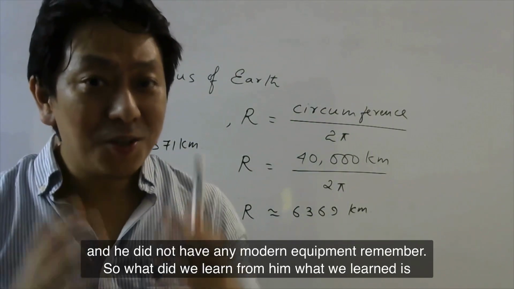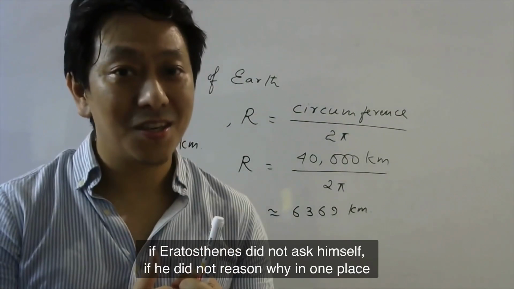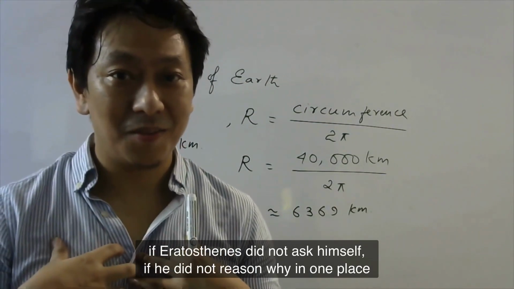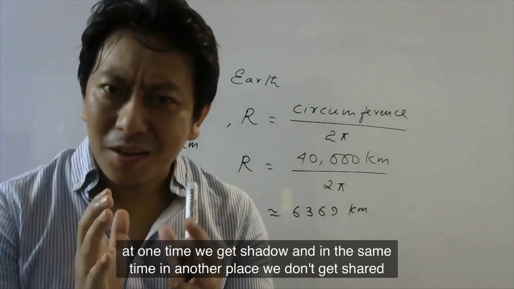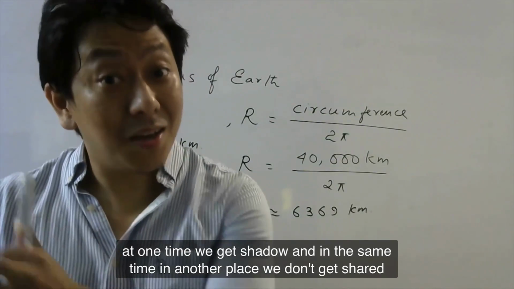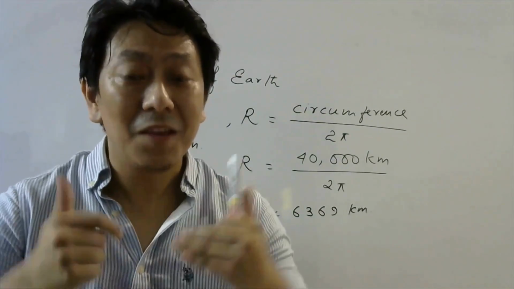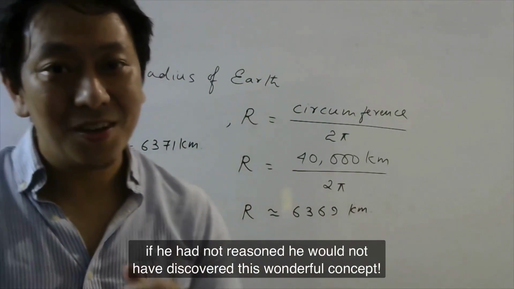So, what did we learn from here? What we learned is, if Eratosthenes did not ask himself, if he did not reason why in one place at one time we get a shadow and at the same time in another place we don't get a shadow, if he had not reasoned, he would not have discovered this wonderful concept.